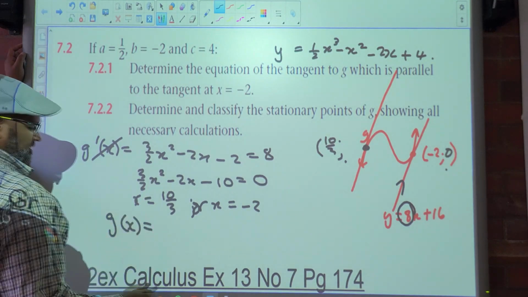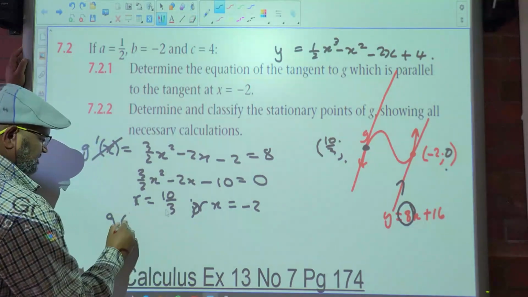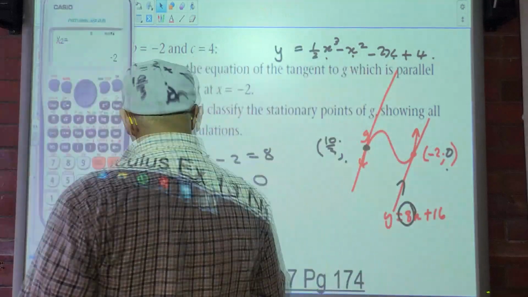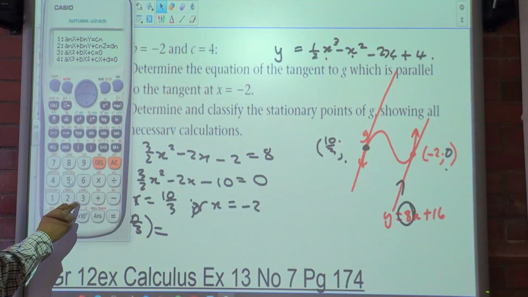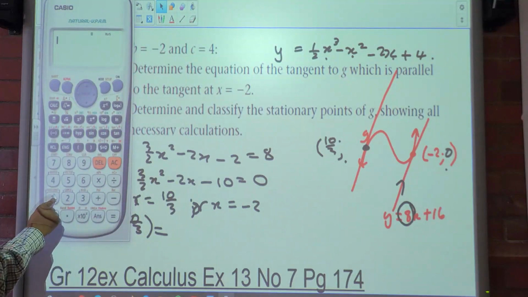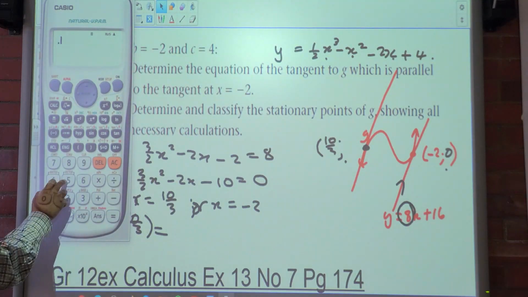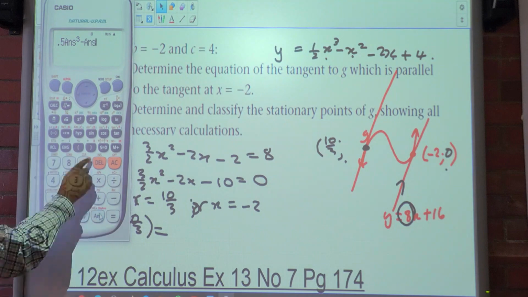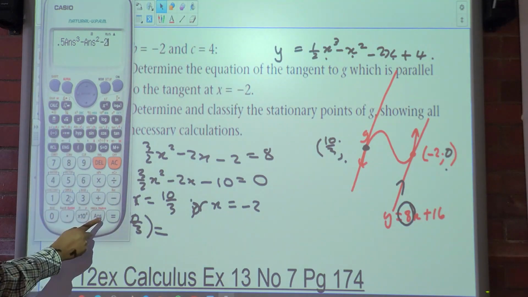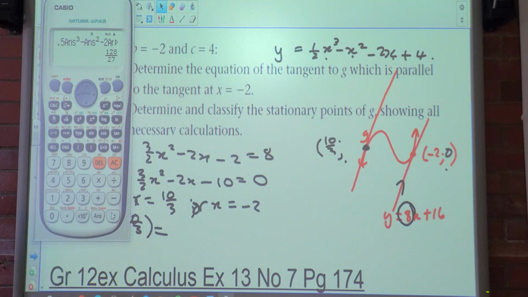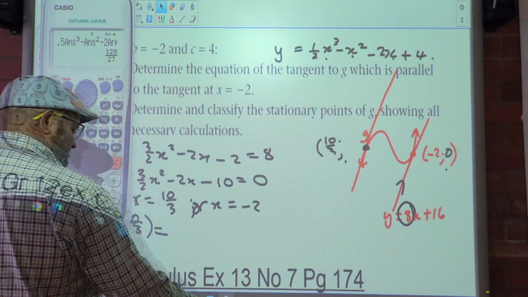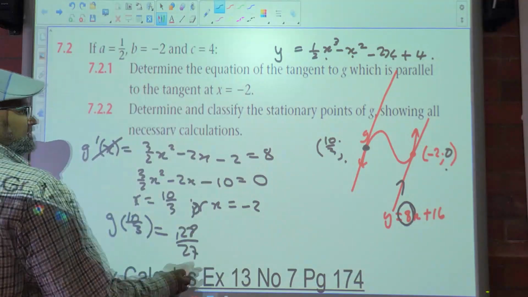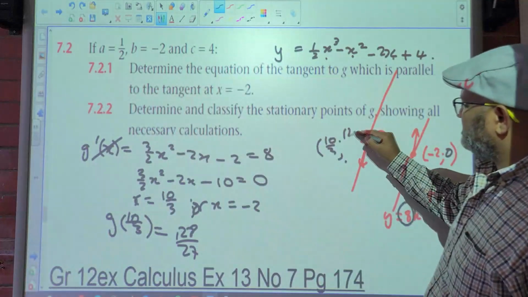So g of 10 over 3 is equal to, so if I see an x, I put that 10 over 3. So my expression now reads: a half times answer cubed minus answer squared minus 2 answer plus 4. So that gives you 128 over 27. So this point here, 128 over 27.